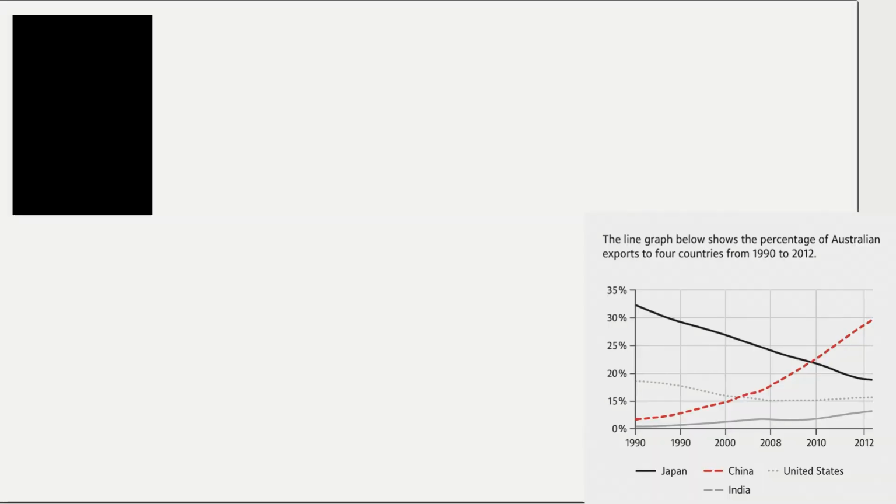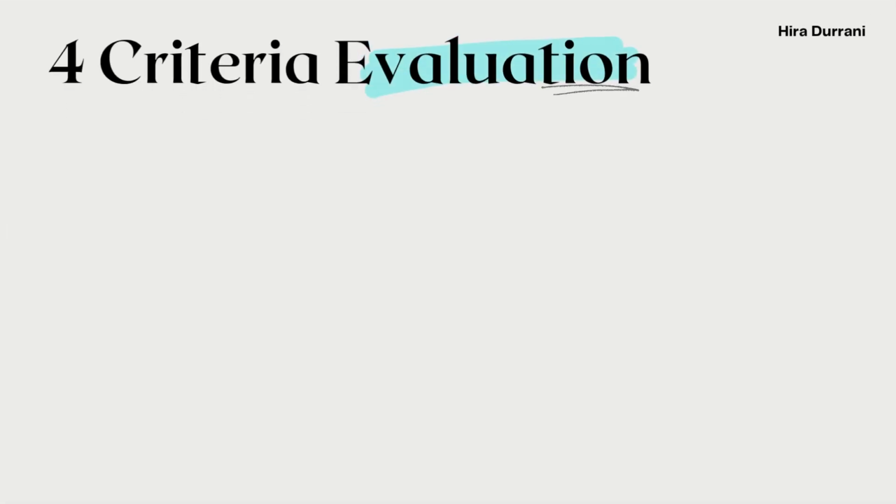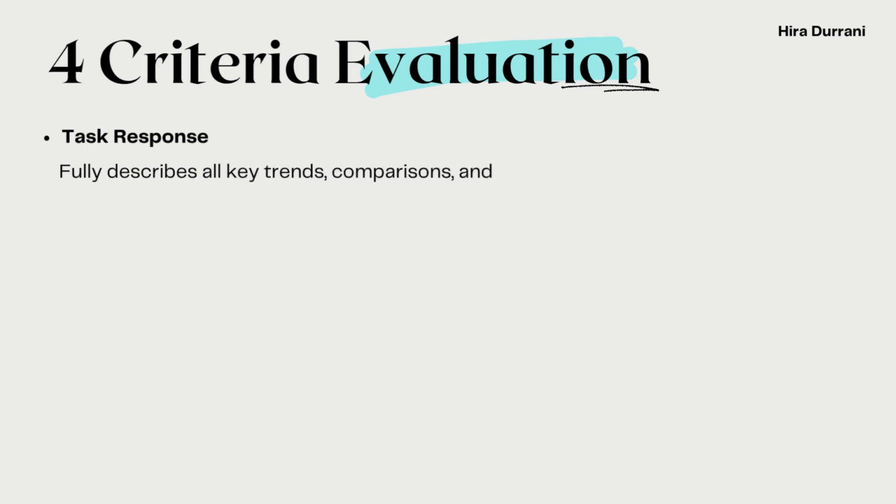So now we have a slide of the whole task 1, and the line graph is mentioned and given to you. You can pause the video, study it thoroughly, make yourself understand how the words are used, why there are underlines in sentences, why the words are colored, how I have written each and everything, what kind of synonyms are used. Coming towards the four criteria evaluation: task response, cohesion and coherence, grammatical range and lexical resource.